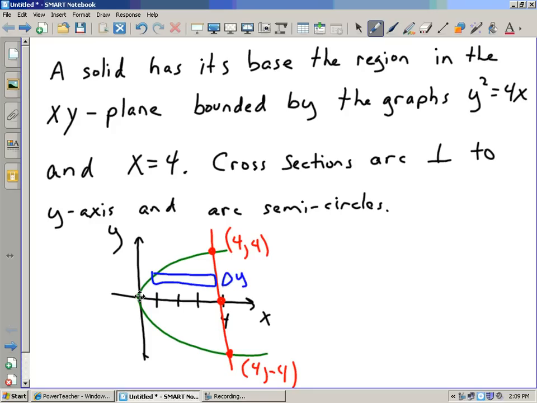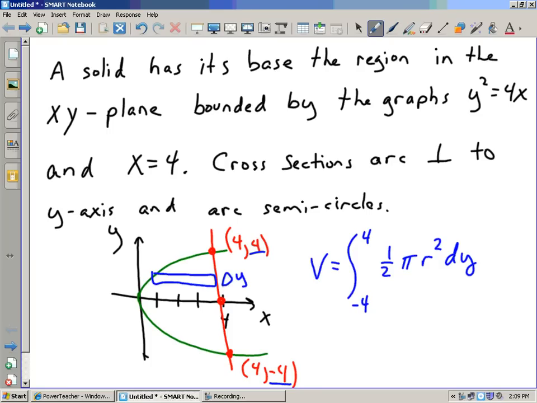Okay, next, let's set up our volume equation. So volume, since it's in terms of y, has to be y values on our limits. So we're going from negative 4 y value to positive 4 y value. Area of the cross section, 1/2 pi r squared dy. 1/2 because it's only a semicircle and not a full circle.